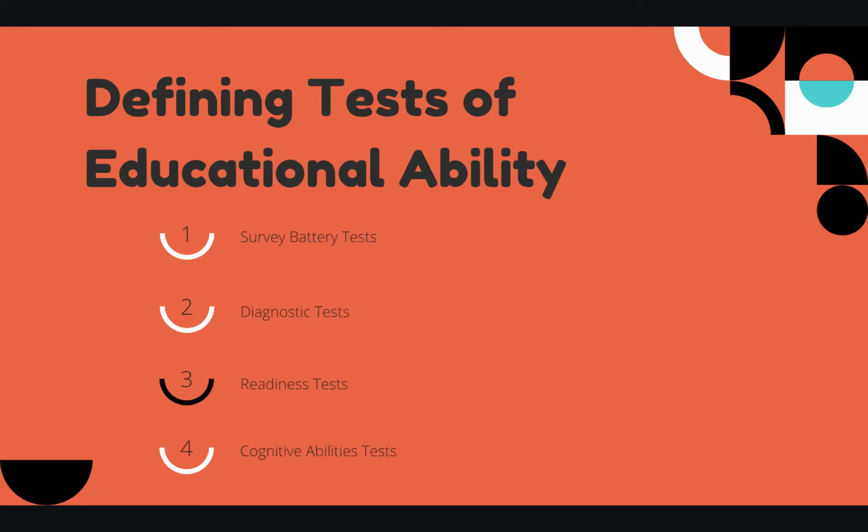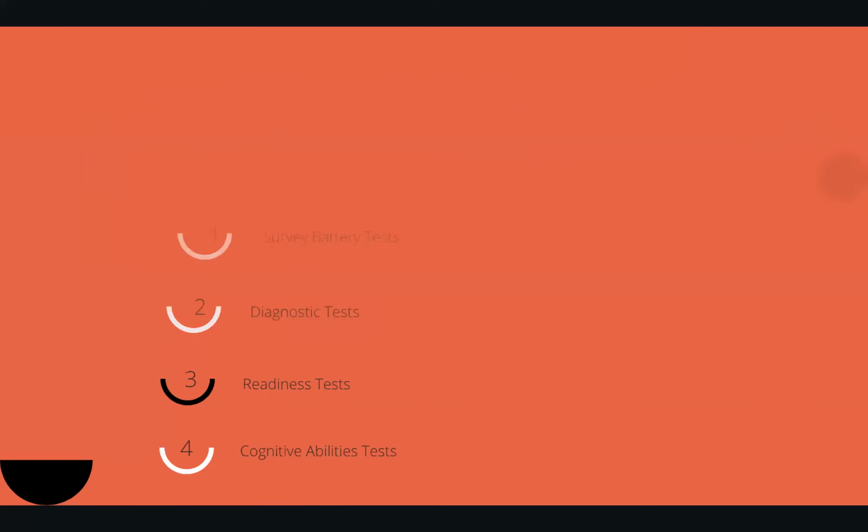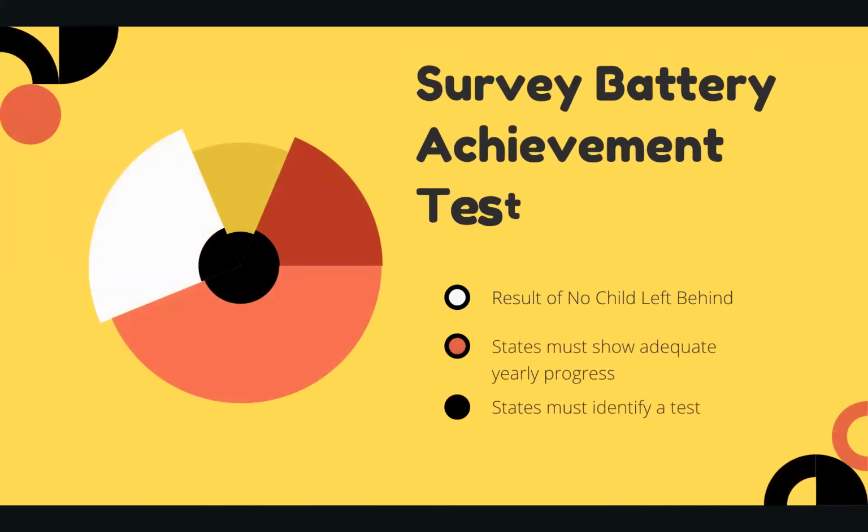And then the cognitive abilities test. This is based on what a student has learned in school. They measure a really broad range of cognitive ability, and they're useful in making predictions about whether a student is going to be successful in school or in college. So, survey battery achievement testing.